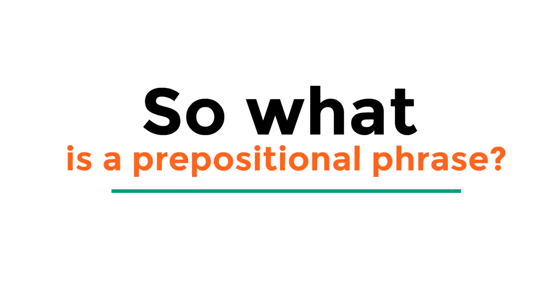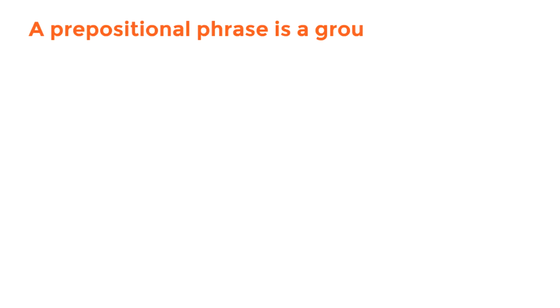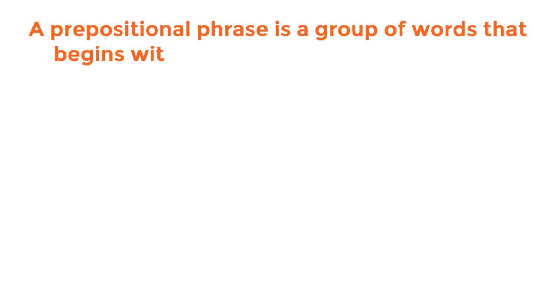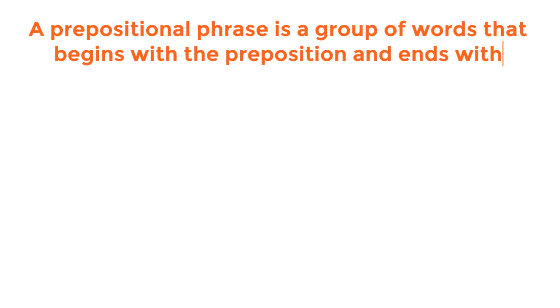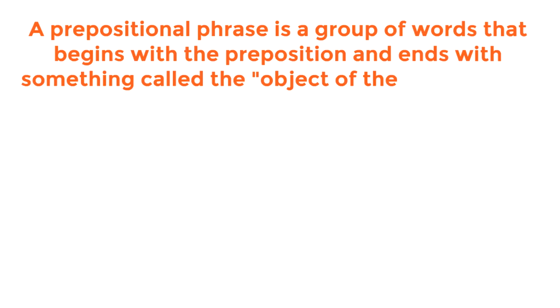Okay, so what is a prepositional phrase? We know that a preposition is a bridge word, a connecting word, but what is a prepositional phrase? Well, a prepositional phrase is a group of words that begins with the preposition and ends with something called the object of the preposition.